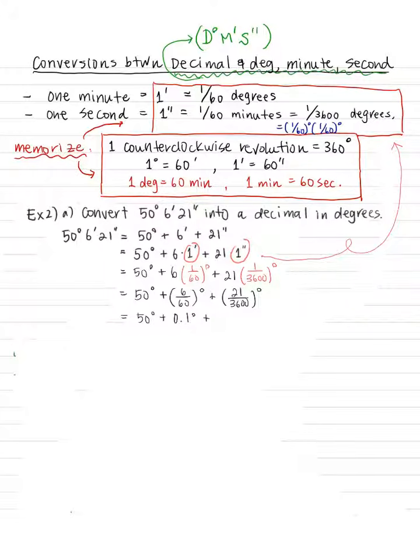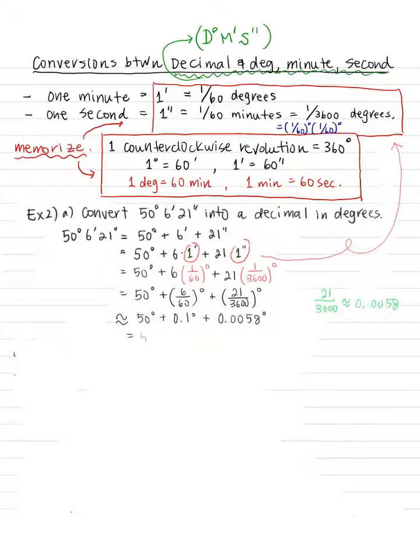Let me see. As a side work, if I divide 21 over 3600, use your calculator, this is going to be approximately 0.0058. Please tell me if I'm punching these values wrong. So in fact, since we're going to get an approximate value, let me be a little bit more precise and make the next step approximately equal to 50 degrees plus 0.1 degrees plus 0.0058 degrees. So add them all together.